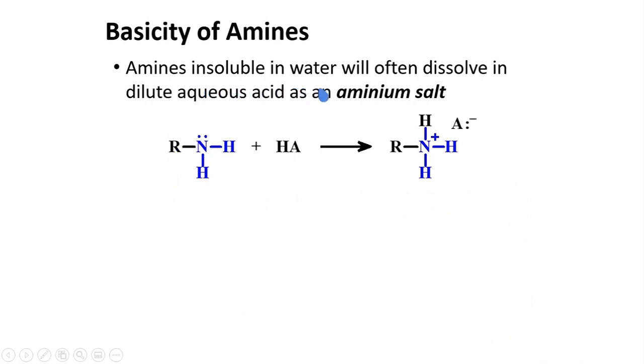Amines insoluble in water will often dissolve in dilute aqueous acid as an aminium salt. As I mentioned before, a charged species will dissolve much more easily in water than a species that has no charge. One way to test if a compound is an amine is to add an acid and see if it will dissolve in water.